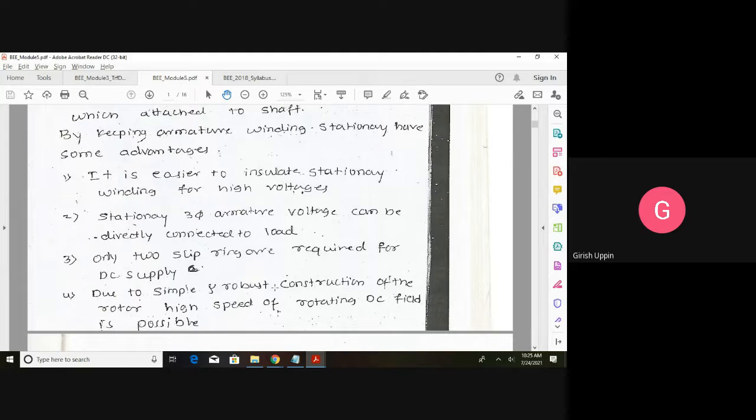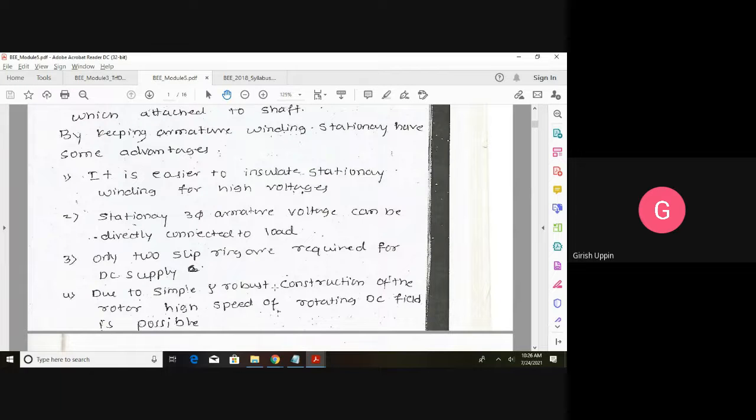Stationary three-phase armature voltage can be directly connected to the load. Because the armature winding is static, meaning stationary, we can easily connect the external load to that armature winding. And only two slip rings are required for the DC supply. For the DC supply given to the field winding, we need only two slip rings, because we are making it a rotating part. I will show it in the construction.